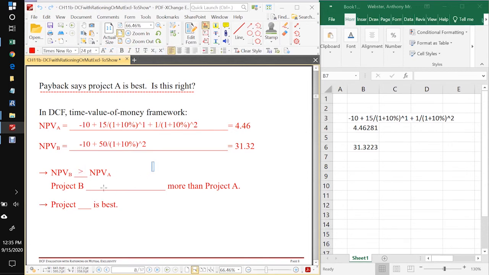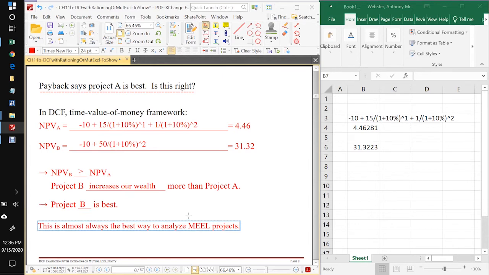Well, remember what we learned in the last chapter about our DCF methods. The project B increases our wealth more than project A. And that's what it's all about. We want to choose the projects that maximize the increase in our wealth. Clearly, the one with the bigger NPV is the one that does that. So the DCF method says project B is best.